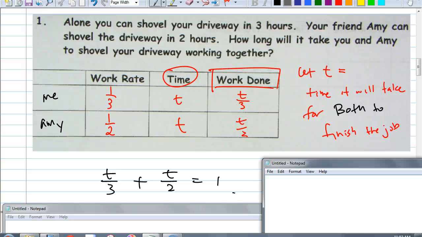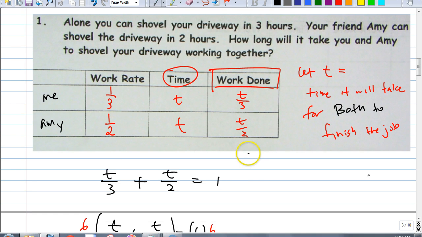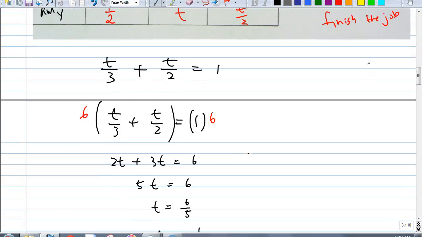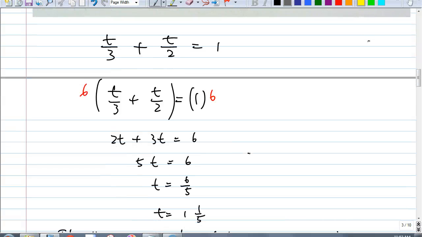Multiply both sides by 6, which is your LCD. Very good. So when you do that, you simply get a very nice equation: 2t plus 3t equals 6. Do you know how to solve this, guys? Okay, so it's 5t equals 6.